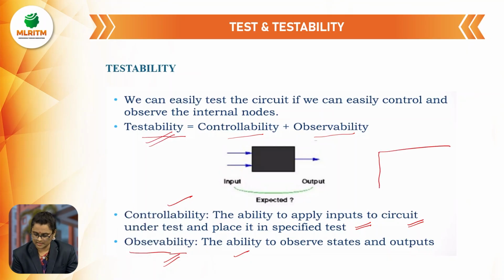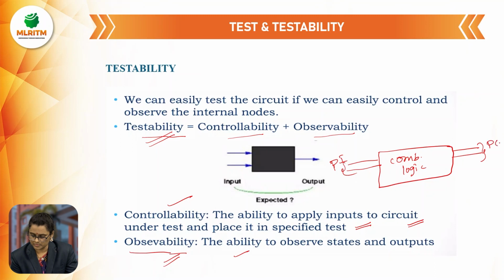I will explain with an example. Here I am taking combinational logic, and these are the primary inputs and these are the primary outputs. Here I am taking the memory unit, that is a flip-flop.